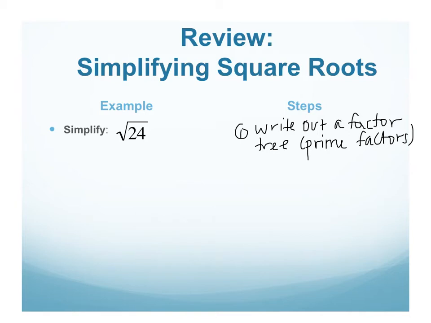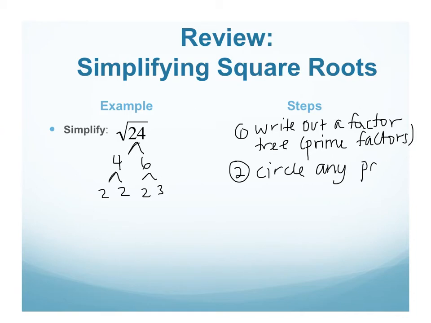So breaking down 24, 24 is 4 multiplied by 6. 4 is 2 times 2, and 6 is 2 times 3. Second step is to circle any pairs of prime factors. So here I have one pair of 2's. The 2 and the 3, they don't have a pair. They don't have a partner.